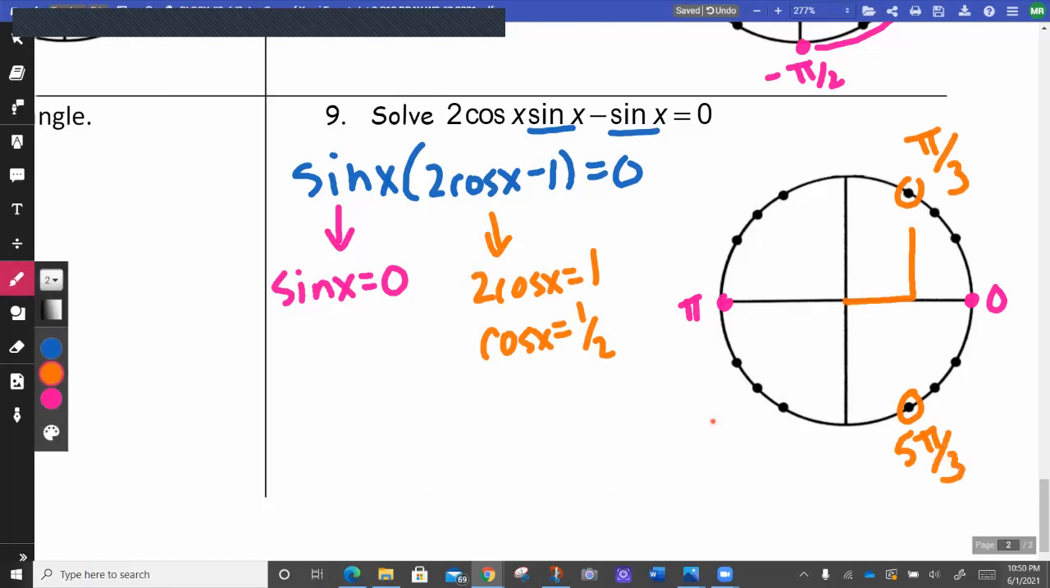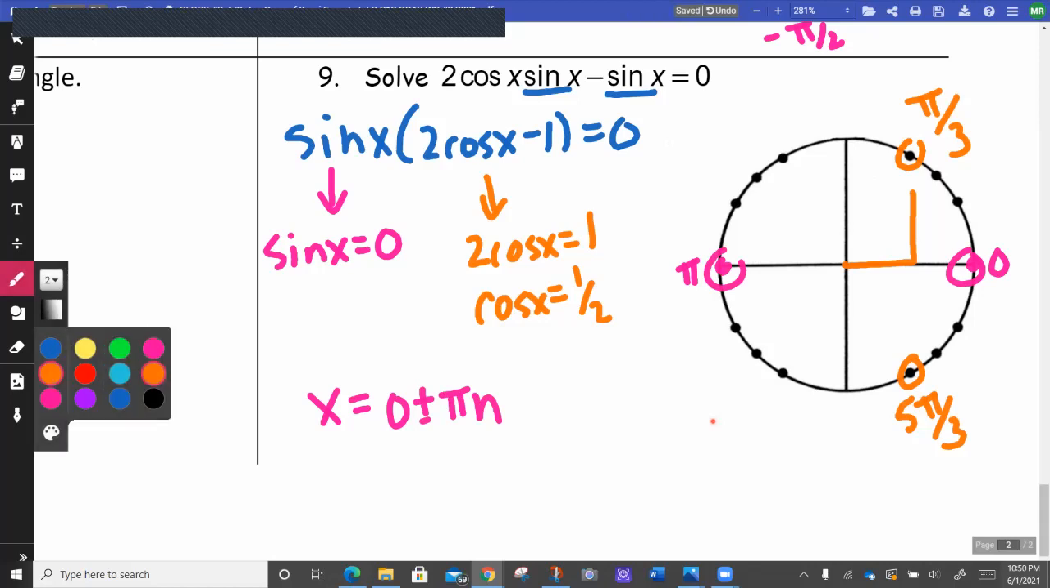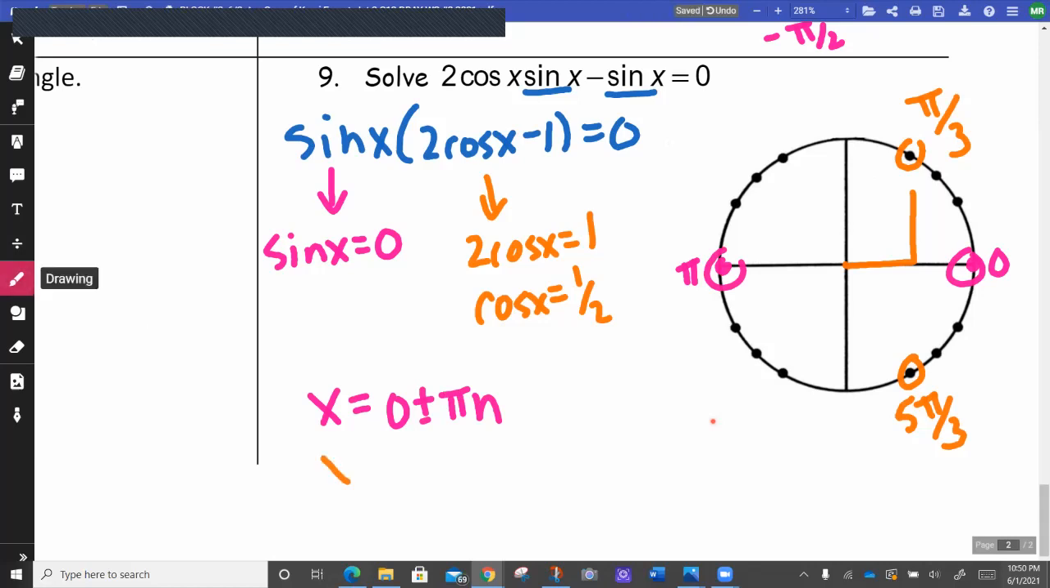Okay, and then if this is for all x, it doesn't say that it isn't, so let's just be safe. It's going to be 0 plus or minus pi n. That's going to give me this and this back and forth forever and ever. And x is equal to pi thirds plus or minus 2 pi n, and then 5 pi thirds plus or minus 2 pi n.